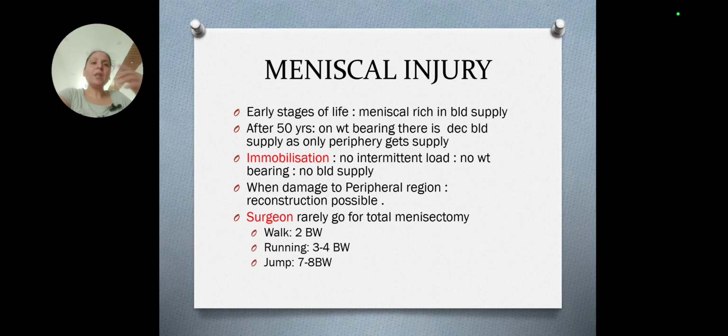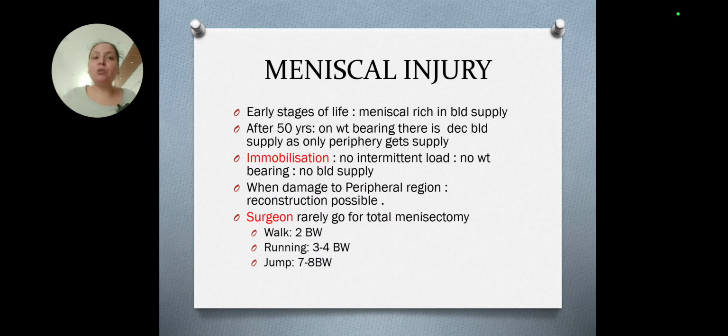Fine. Now in early stages of life, the meniscus is rich in blood supply, but after 50 years, on weight bearing, there is a decrease in blood supply. The blood supply is only in the periphery. The central area is not getting any blood supply. So if the person is immobilized, there will be no intermittent loading on the knee joint, so no weight bearing and no blood supply to the central area, because in the central area the blood supply takes place only by the diffusion method.